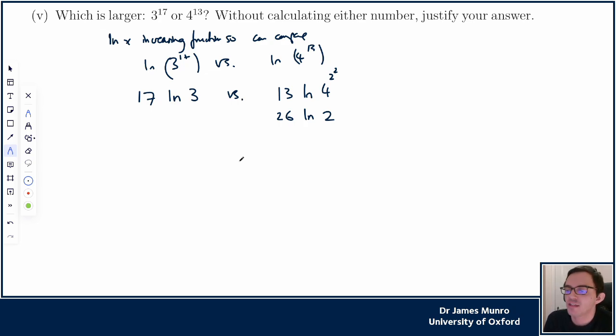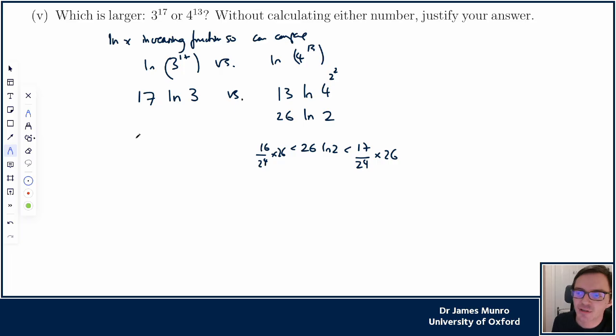We know that this thing over on the right-hand side is somewhere between some quite complicated fractions, but I'm going to write out the ones from before, 17 over 24 times 26, and over here 16 over 24 times 26. And on the left, I know this log 3, we just proved that log 3 is somewhere between 13 over 12 is less than 17 log 3, and 11 over 10.